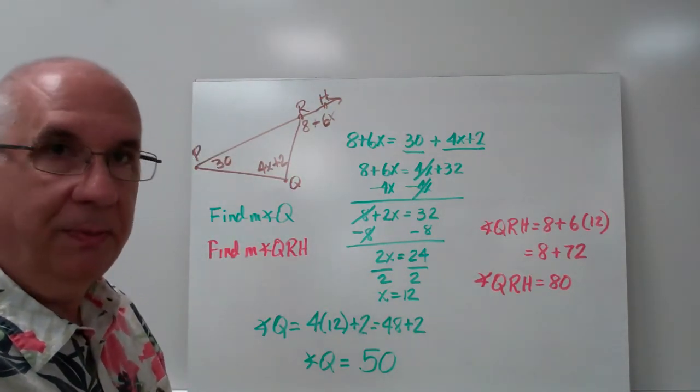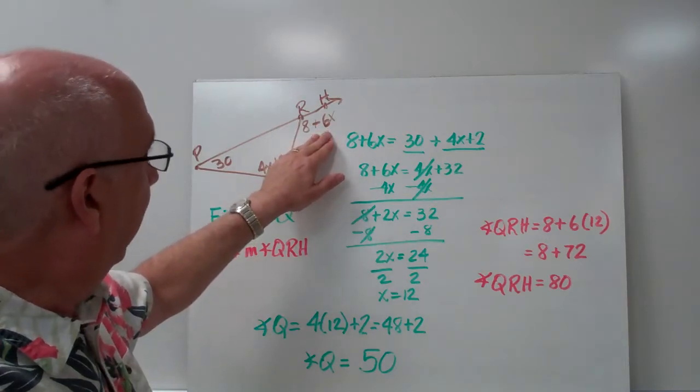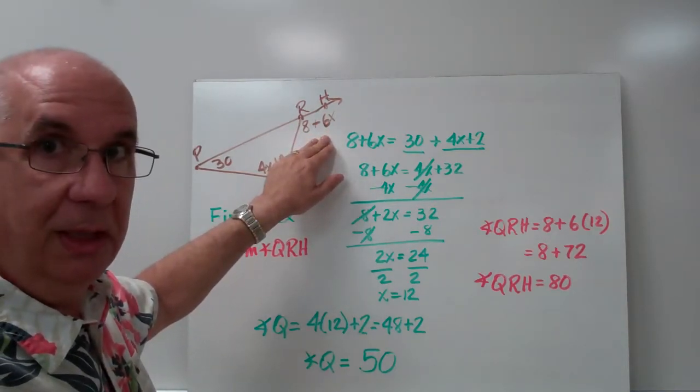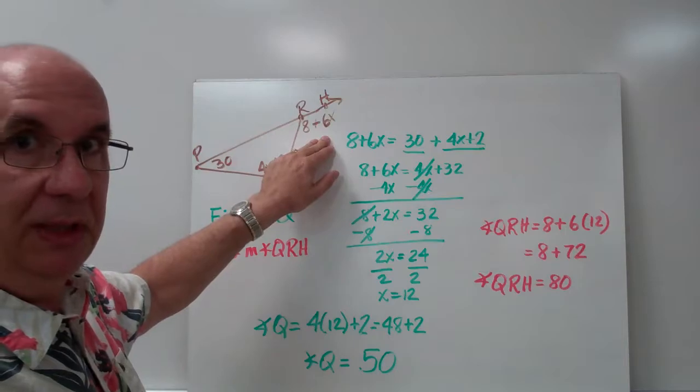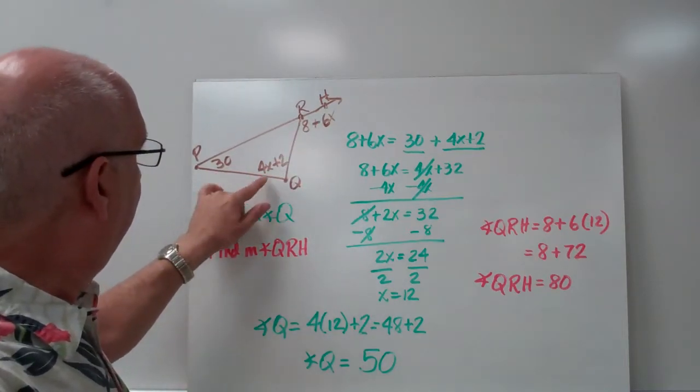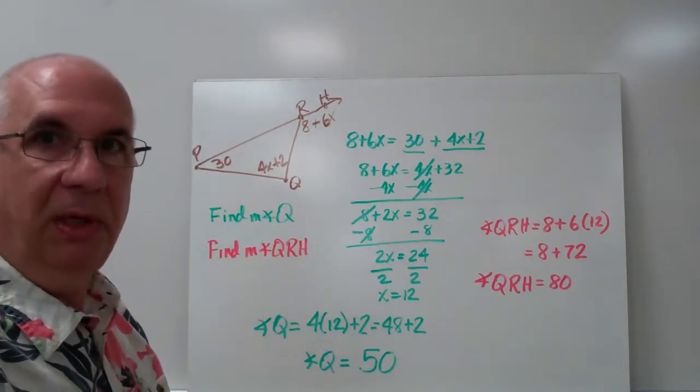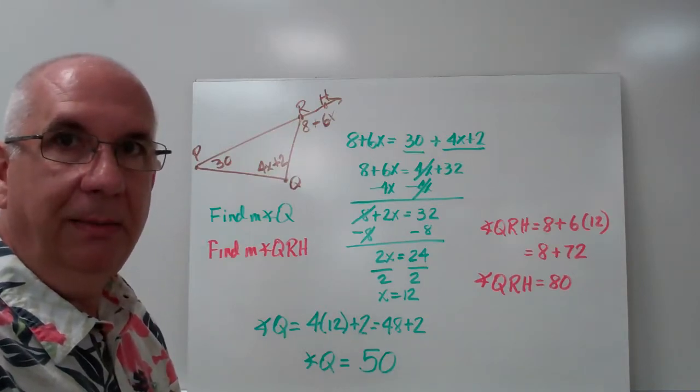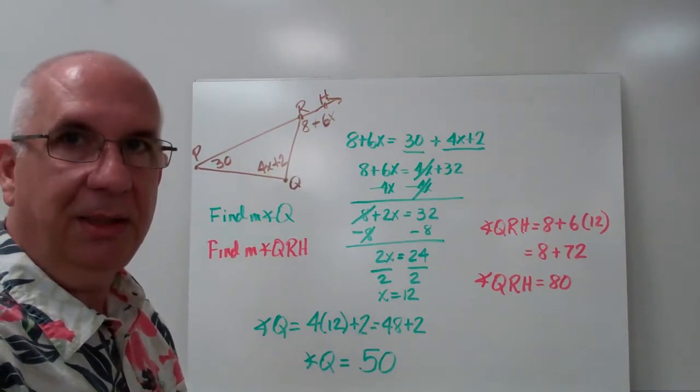How do we check it? Well, we know that the exterior angle, in this case 80 degrees, is equal to the sum of the remote interior angles. This was 30, this was 50. 30 plus 50 equals 80. It balances, it checks.